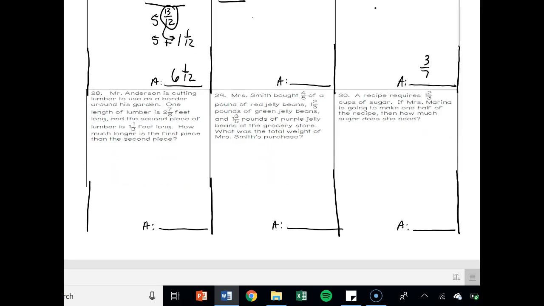Alright, so I'm going to do number 29, and then 28 and 30 are on you. So 29 says, Miss Smith bought 4/5 of a pound of red jelly beans, 1 2/3 pounds of green jelly beans, and 1 3/5 pounds of purple jelly beans. What was the total weight of Miss Smith's purchase? So we're trying to add 4/5 plus 1 2/3 plus 1 3/5.